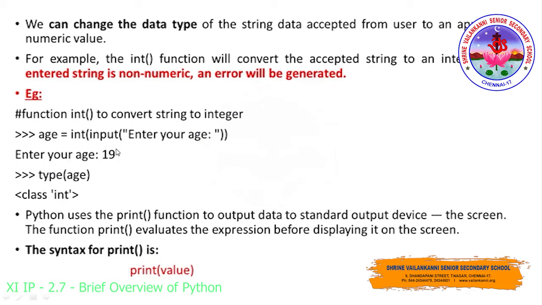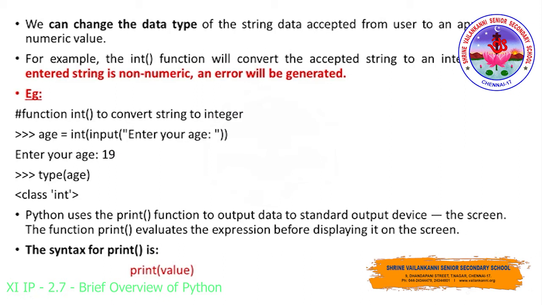So to find out which data type the value 19 belongs to, the type function can be used along with a variable. When you use it according to the syntax, it will display class int as the result, which means this 19 belongs to the integer data type. Now we have discussed int and the input function.